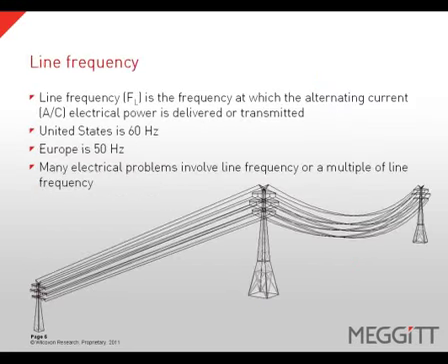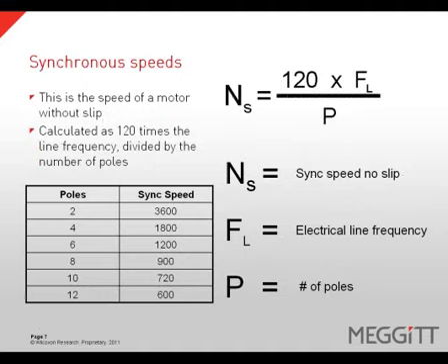Line frequency is the frequency at which the alternating current, or AC current, electrical power is delivered or transmitted. In the United States, this is at 60 Hz. In Europe, this is at 50 Hz. Many electrical problems involve line frequency or a multiple of line frequency. Synchronous speed is the speed of a motor without slip. Slip is the difference between the synchronous speed and the actual speed of a motor.